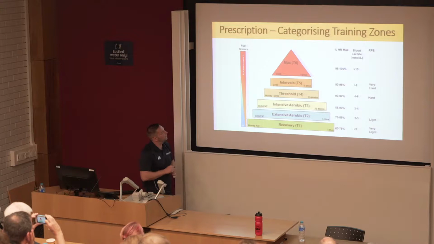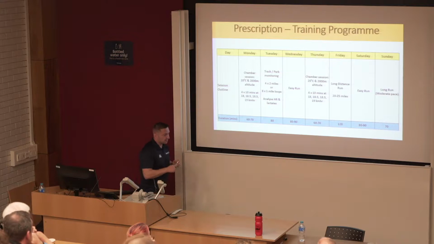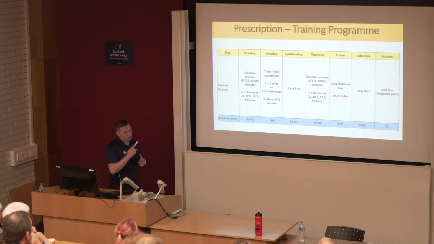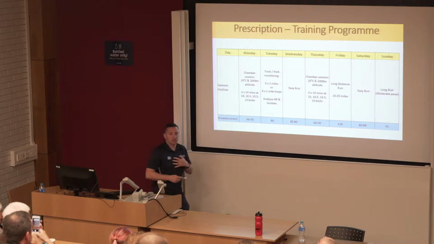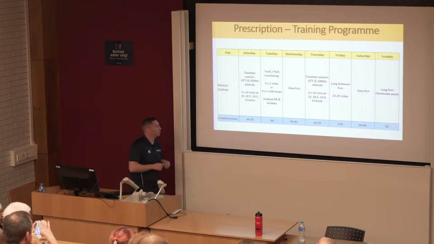So you've got your lab test, you understand the principles of your training zones, and then you're prescribing a program. This is just an outline of a program one of the athletes has been using for a couple of weeks, 4 weeks again. He's just come back, he wanted to do a bit of easy running, running about LT1 with the additional stress of altitude. So they save his legs, but still stress the cardiovascular system. Again, same session, 2,000 meters at altitude, 4 by 10 minutes, 18, 18.5, 18.5, 19.